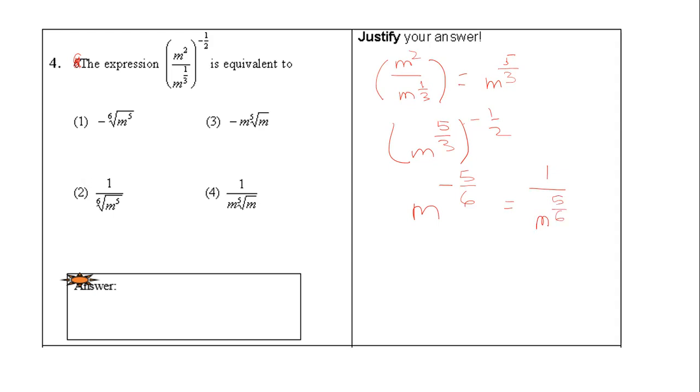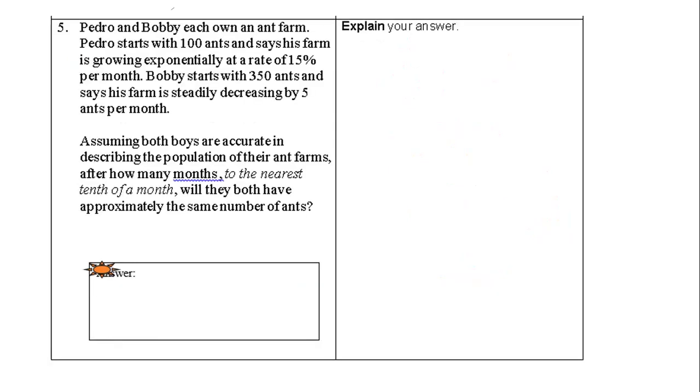Now, if you look at your choices, they're all in radical form. So I'm going to change that to a radical. Remember, power over root, the 6 becomes the root. And I still have it to the 5th power, and that's all over 1, which makes option 2 my answer. On to the last question.